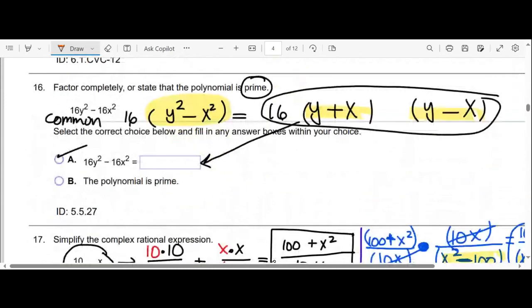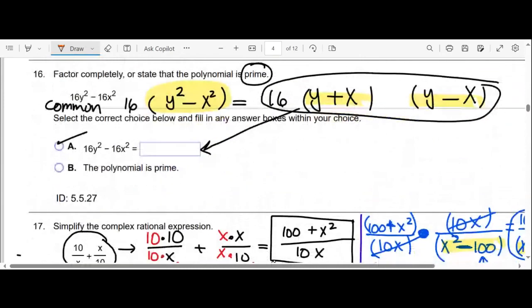Factor completely. Here I have, do you notice a number here that's the same? Yes. 16 and 16. So take 16 outside. And what's left? y squared minus x squared. This is called difference of what? Difference of squares, correct.